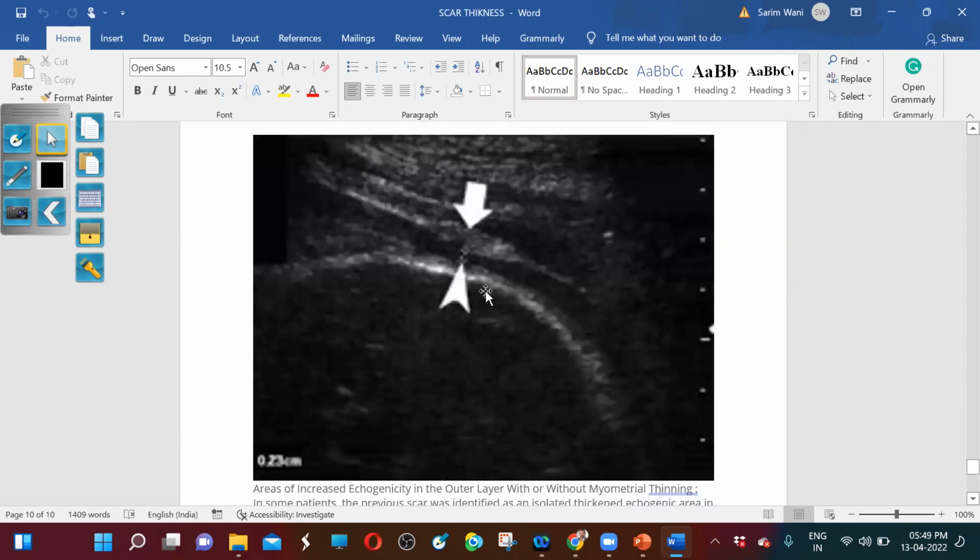Now see, let us stick over here. What is over here? This can be the scar itself, but we are measuring the scar thickness, not the scar itself, but the beneath myometrium. What is over here? Wall. Which wall? Urinary bladder. The urinary bladder wall itself measures 3 millimeters, and if I take the entire thickness, I am taking the urinary bladder wall thickness also.